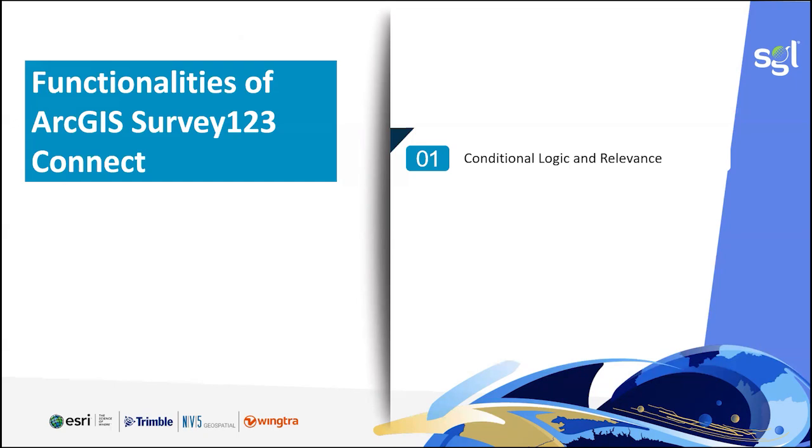The next one is the calculations and constraints, which is the computing of values automatically, then validating inputs, and enforcing data integrity with formulas and constraints directly within the survey. So anything that deals with calculation and constraints.